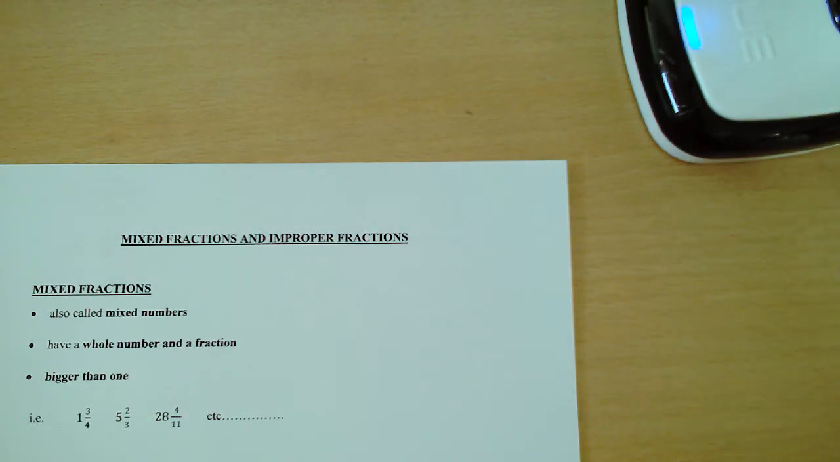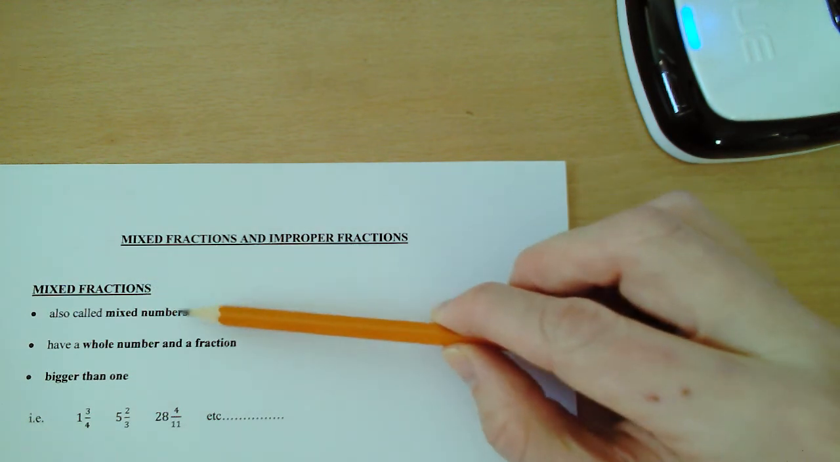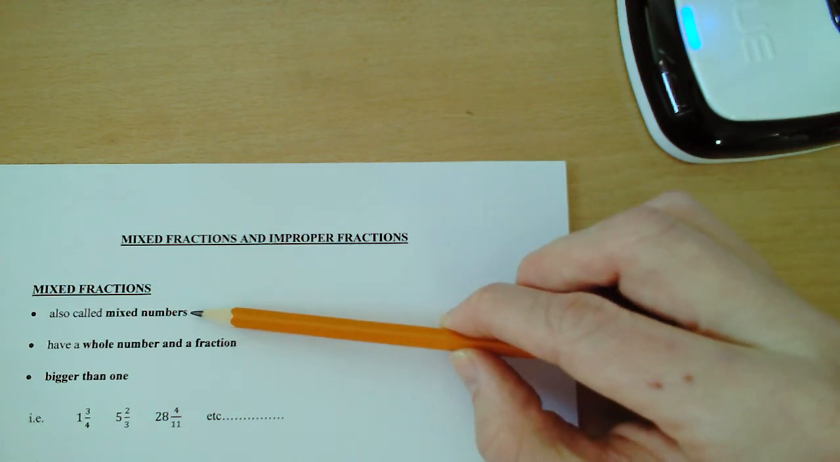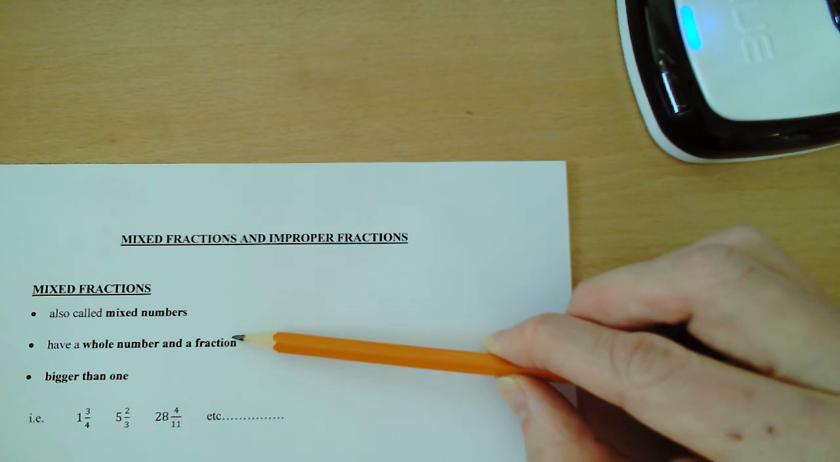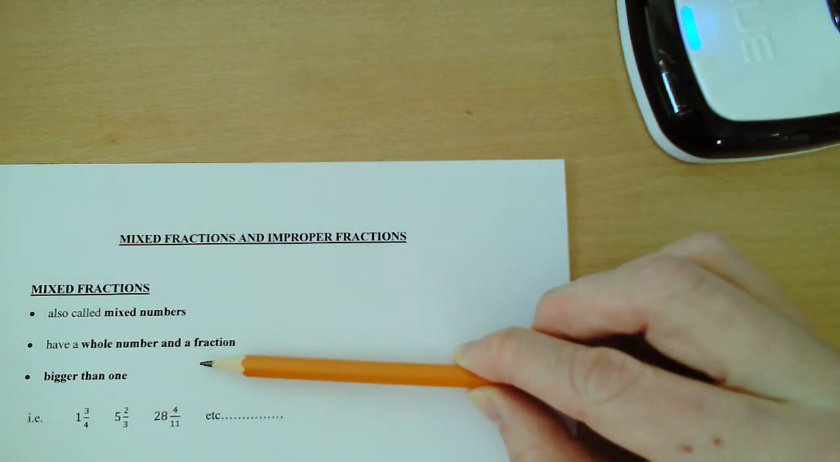Today we're going to look at mixed fractions and improper fractions. Let's start with mixed fractions. These are also called mixed numbers. They have a whole number and a fraction, and they are all bigger than 1.